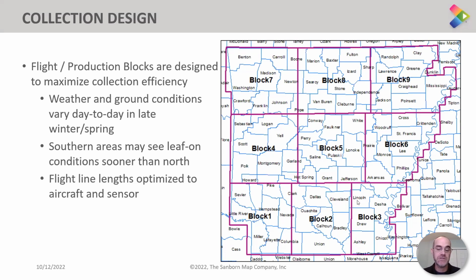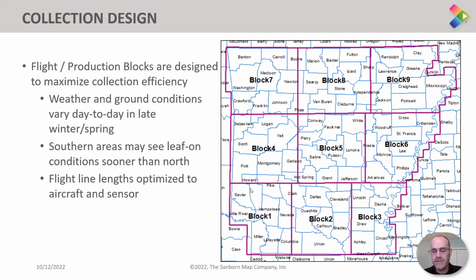It also allows us to follow ground conditions, right? As Shelby mentioned, this will be leaf off collection. So as the season progresses, leaf on may progress sooner in the south than it does in the north, working south to north. So this allows us to prioritize blocks earlier on in terms of south to north collection.